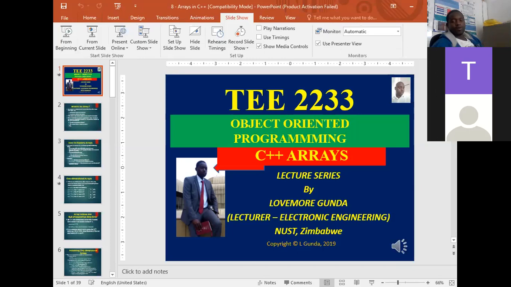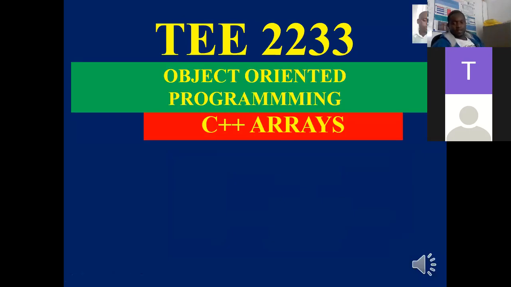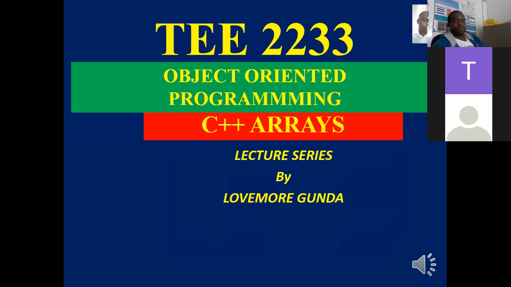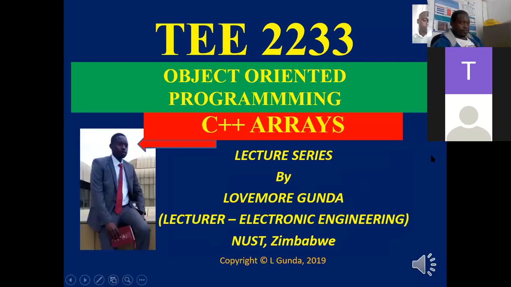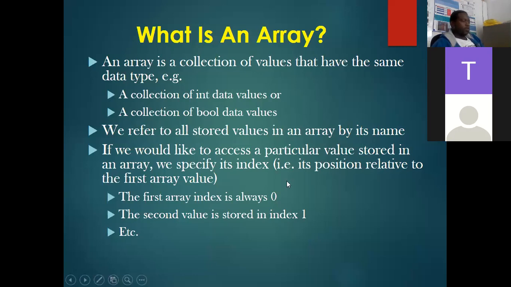Okay. So we'll look at arrays in C++. Then after this, I'll then send you the PDF file, which is the example programs. Right. So we know that an array is a collection of values with the same data type. I think that is known from our C programming. For example, they can be of type integer or Boolean and so on and so on.